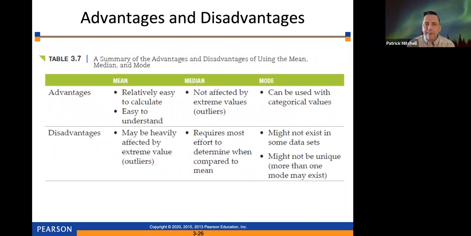All right, so this table summarizes the advantages and disadvantages of using the mean, the median, and the mode. We already talked about the advantages and disadvantages of the mean. Advantage of the median, it's not affected by extreme outliers. Disadvantage of the median, it requires the most effort to determine when compared to the mean. And then for the mode, the advantage is it can be used with categorical values. The other two can't. However, disadvantages, it might not exist in some data sets, and it might not be unique. There may be more than one mode.